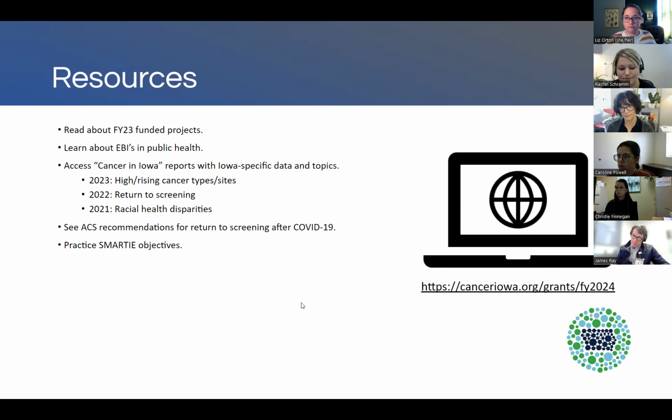One thing that we really like to do in public health spaces is focus on SMART or SMARTIE objectives. So just really making sure that you're being very clear about what deliverables you want, what the timeline looks like, and how it impacts equity. We do have more resources available online for that as well.